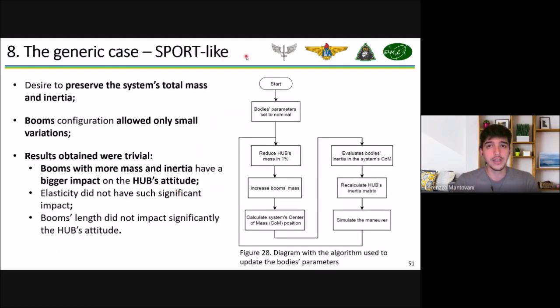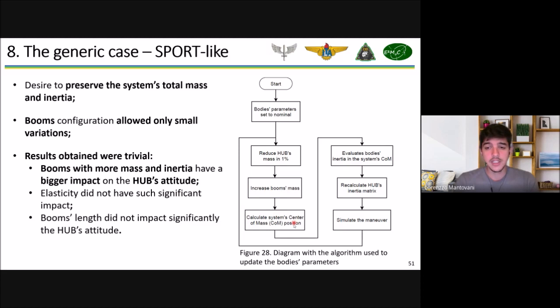First, I'll talk about the SPORT-like case. So we try to preserve the system total mass and inertia. So we could talk about, let's say, what happens if the boom has 30% of the system mass or 40%, and how that would impact. But the problem is we could just perform some small variations on the boom's parameters. And that's because, well, I'm trying to show you here using this diagram. In the beginning, we set all bodies' parameters to nominal, and then we try to reduce the hub's mass by just 1% and increase the boom's mass proportionally.